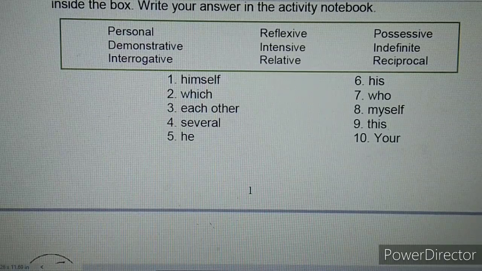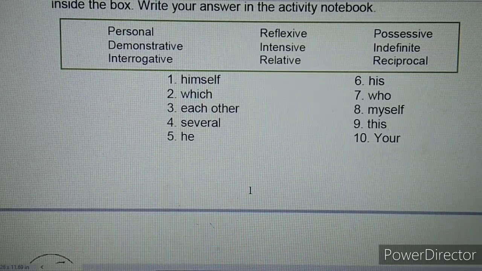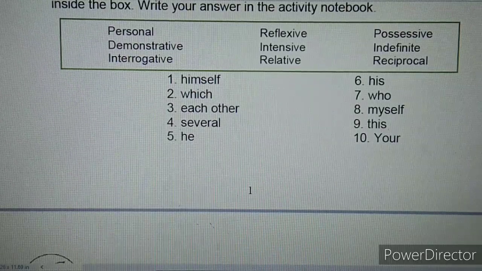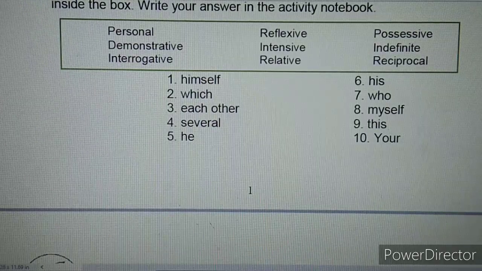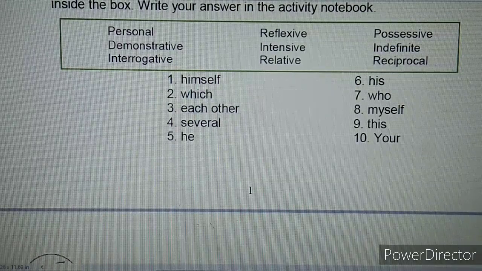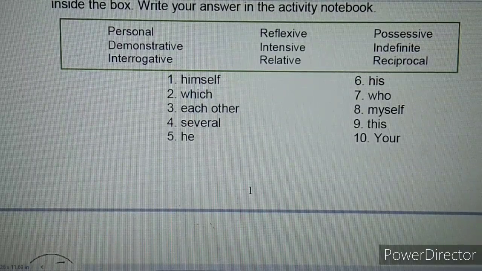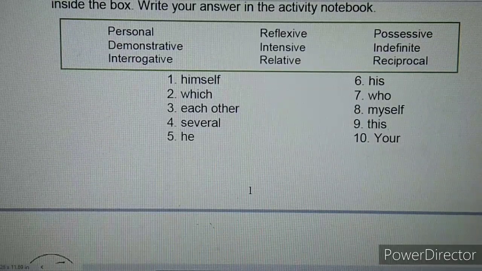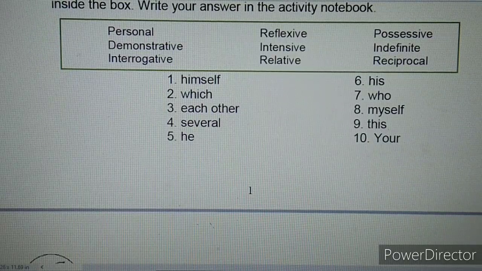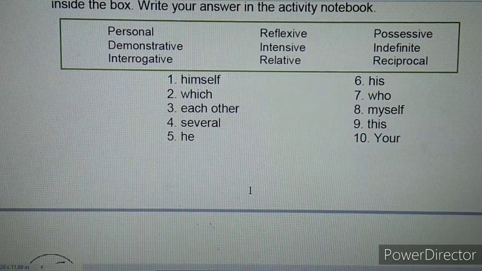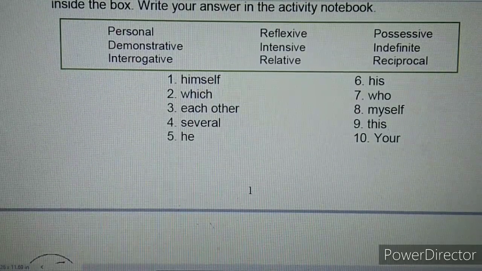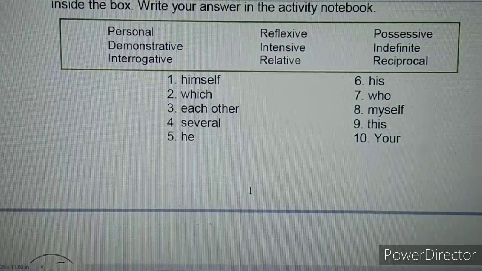Now let's proceed to number 3. What kind of pronoun are the words each other? The correct answer for number 3 is reciprocal. Now let's move on to number 4. What kind of pronoun is the word several? The word several is an example of an indefinite pronoun. Now let's move on to number 5. What kind of pronoun is the word he? The word he is an example of a personal pronoun.